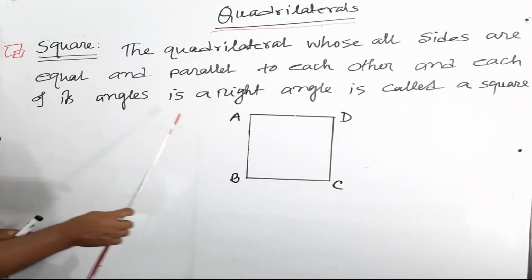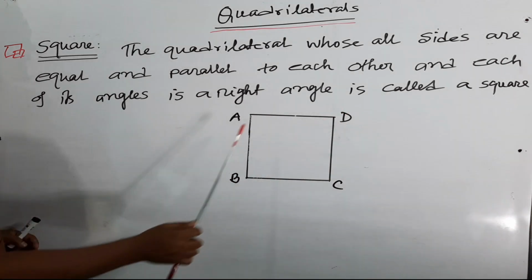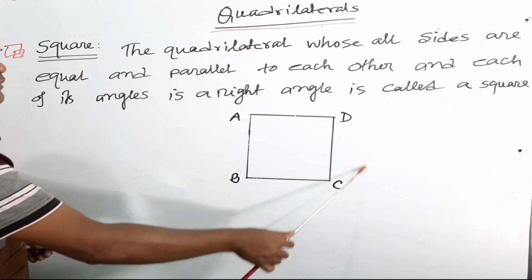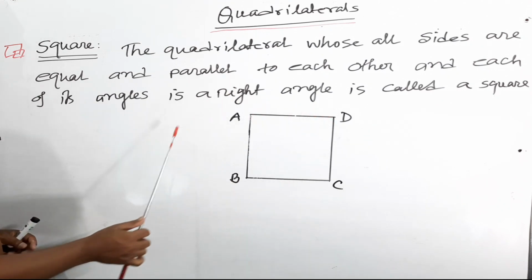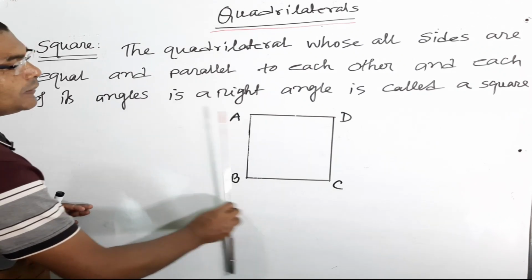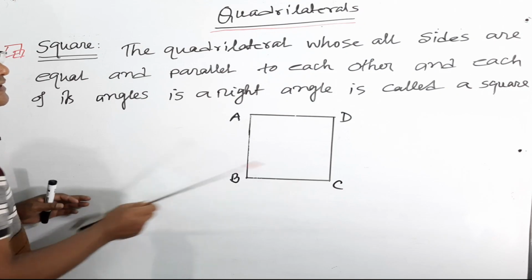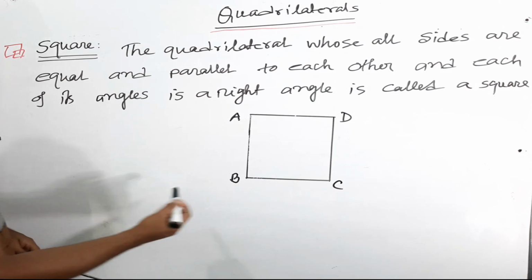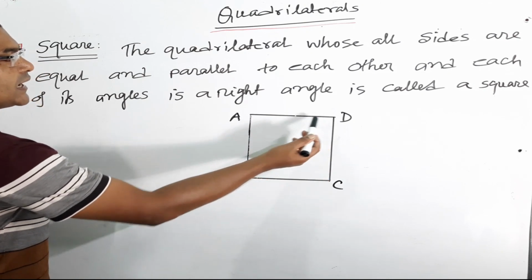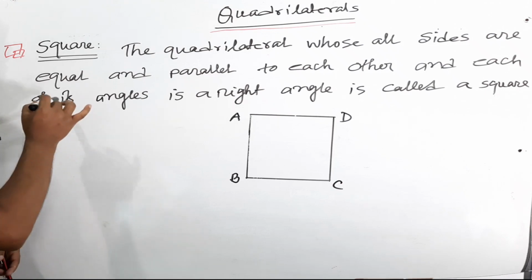You can see here ABCD is a quadrilateral whose all sides are equal. AB equals BC equals CD equals DA. All sides are equal, and you can see AB parallel to DC and AD parallel to BC, and all angles are 90 degrees. This angle equals 90, this angle equals 90 degrees, this angle equals 90 degrees, this angle equals 90 degrees. Now we will learn the rhombus.